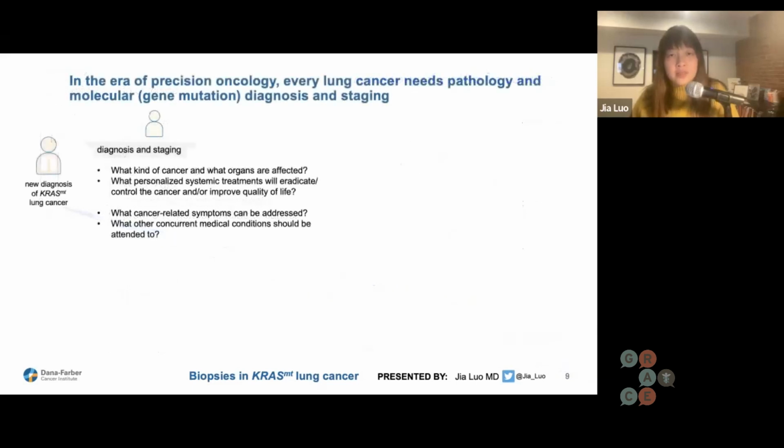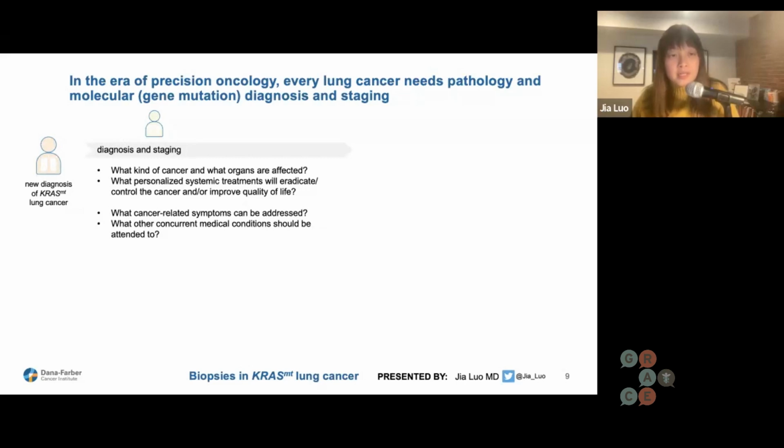So, what does this mean for someone who is presenting to the clinic with a new diagnosis of lung cancer? Because we have all these promising potential clinical trials and different treatments depending on the subtype of lung cancer in this era of precision oncology, every single diagnosis of lung cancer really needs not only the pathologists to look at it, but also understanding the mutations and also the stage, which is where is the cancer.